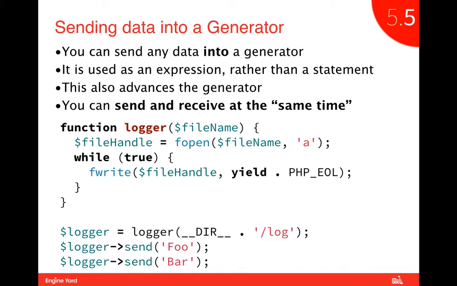actually a logger. So the idea is you instantiate this logger, you pass in whatever file name you want to log stuff to. We open up the file handle, and then we have this while true that every time we do a send, we will jump into this and write to that file handle. Pretty simple. That while true will not go off on an endless loop. It will never run anything until we call something on that generator.